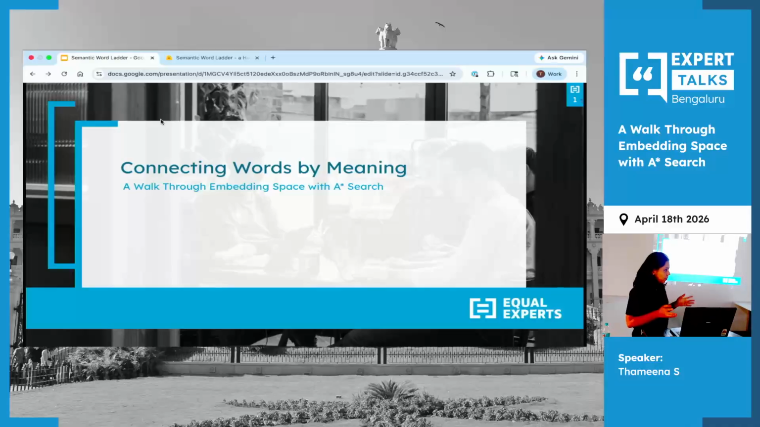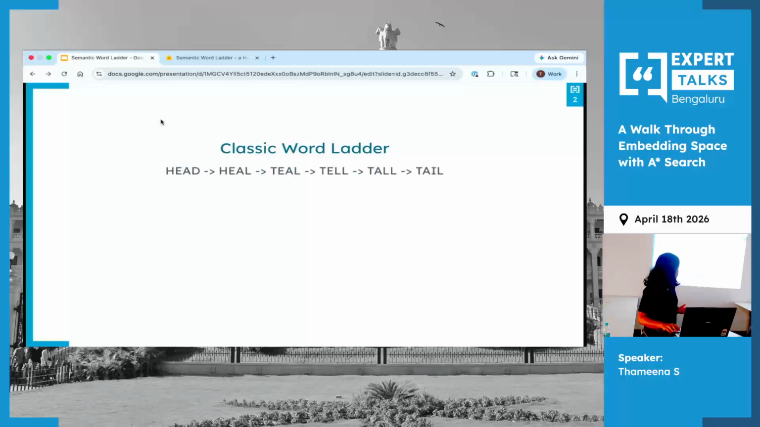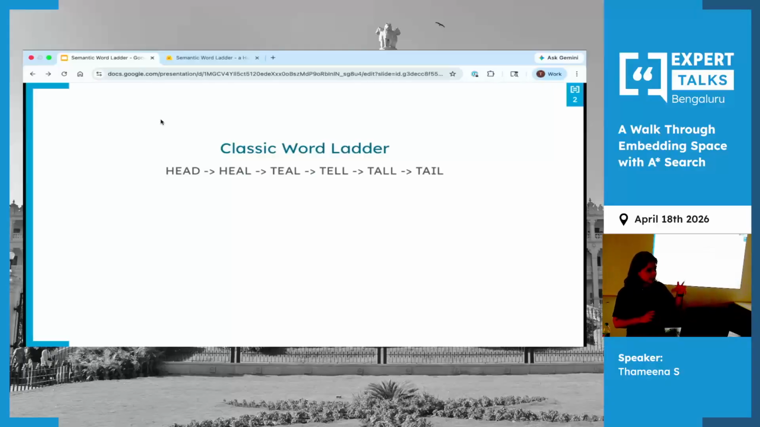So let me first talk about the project I built. What I have built here is called a semantic word ladder. Does anybody know what a normal word ladder is? When we hear the term word ladder, what comes into your mind? This is what a classic word ladder looks like. You will have a start word and an end word. Here the start word is head and the end word is tail. And you get from head to tail by just changing one letter at a time.